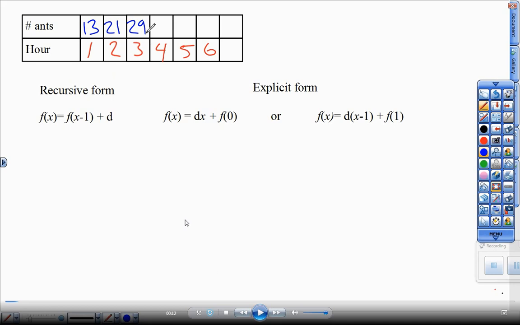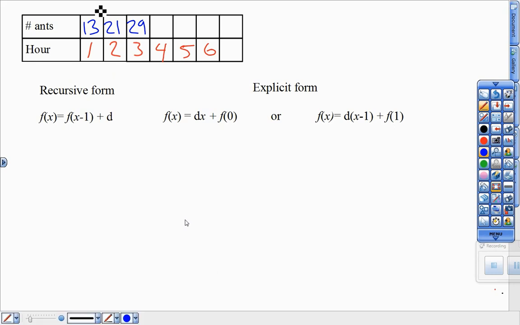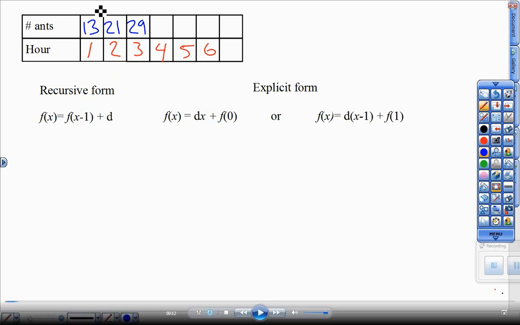I would like you to give this problem a try. Hopefully you have enough to get some of this done. Give it a try.